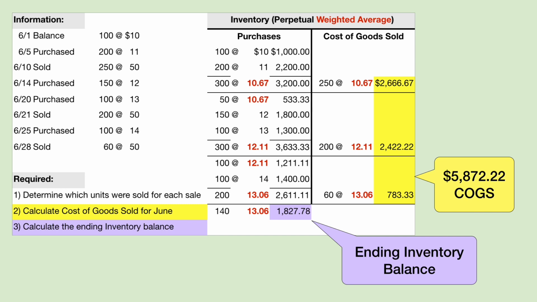Once we reach the end of our period, we can calculate the total cost of goods sold would be the sum of these yellow numbers, and the ending inventory balance would be $1,827.78, that purple number right there.